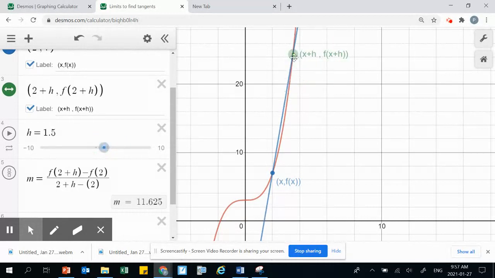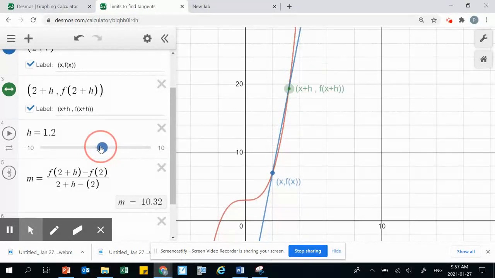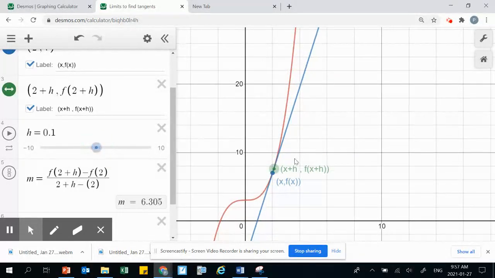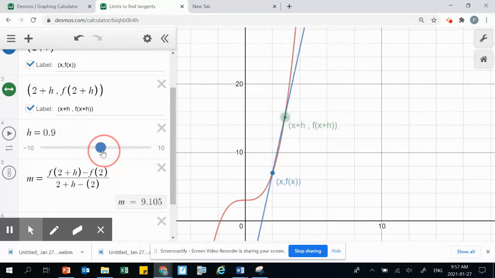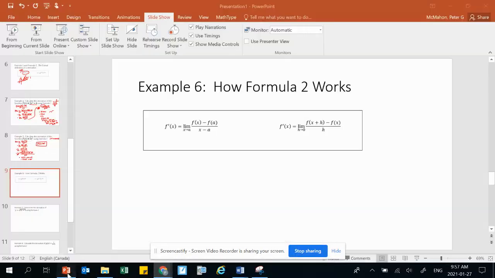But the way that this green point has to approach this blue point is my value of h has to approach 0, right? So if h gets closer and closer to 0, that means this green point is approaching this blue point over here. And that means my secant line is approaching the slope of my tangent line over here. Okay, so this is kind of how formula 2 works for this one.